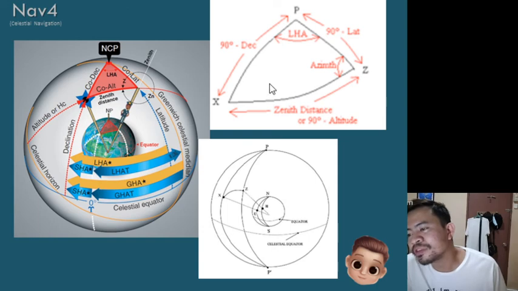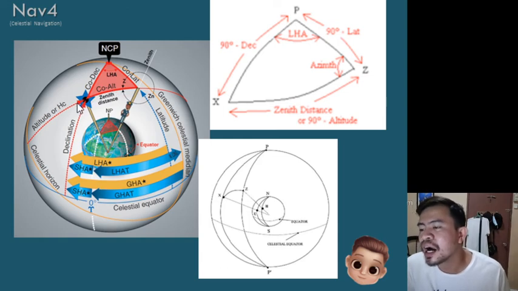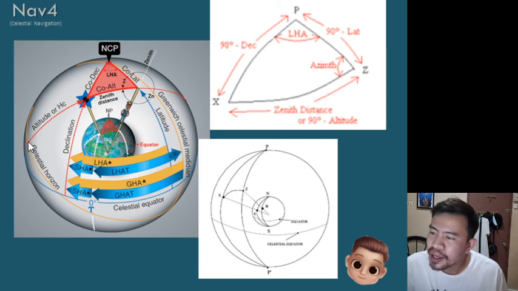To simplify, we define that from the star to the horizon, that is your altitude. From the zenith going to the horizon, since that is perpendicular, it forms 90 degrees. So from here to here, that's 90 degrees. If you want to get the zenith distance, all you have to do is get the altitude, measure it from the sextant, and then 90 minus this one, you get the zenith distance. Right?